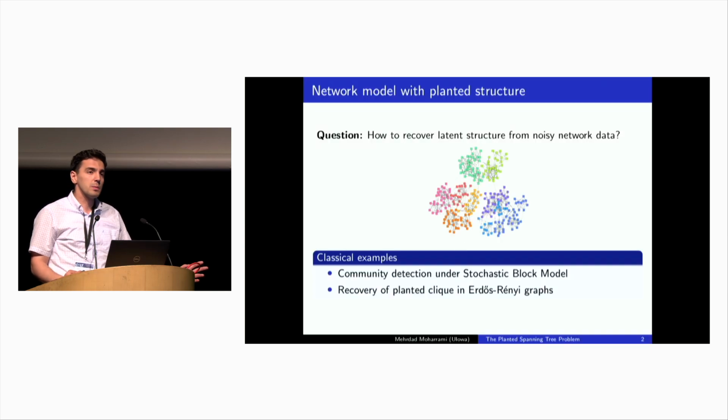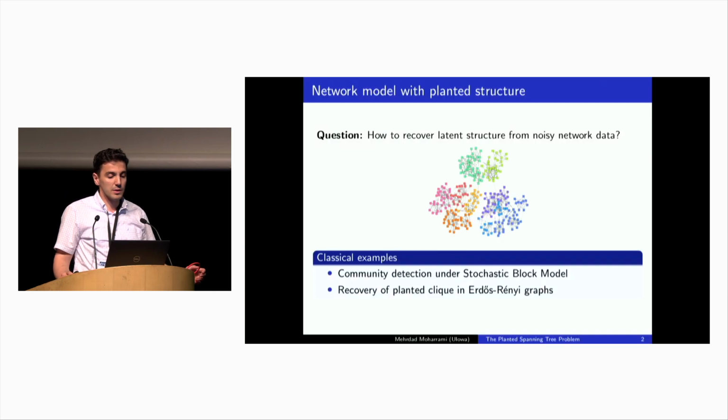Our problem has been motivated by a series of network models with planted structure. There is an underlying combinatorial optimization problem that we're trying to solve. There's a good solution that we're trying to find. However, the solution has been cluttered with noise. And the main question is whether we can recover this latent structure given the network data.